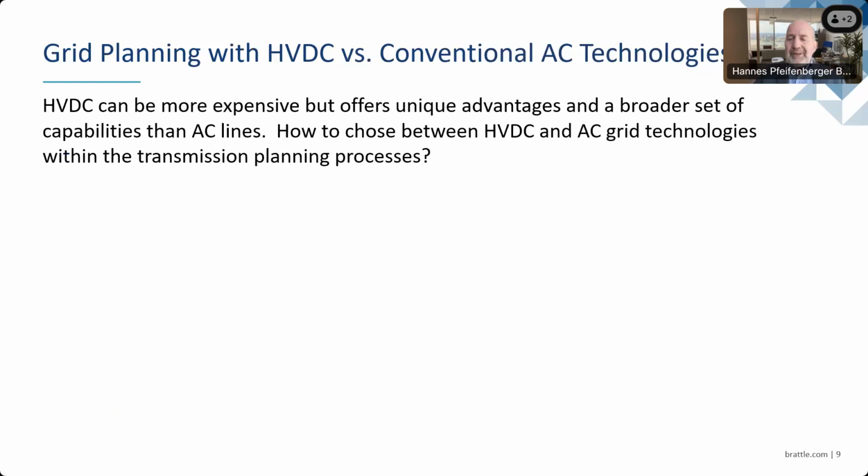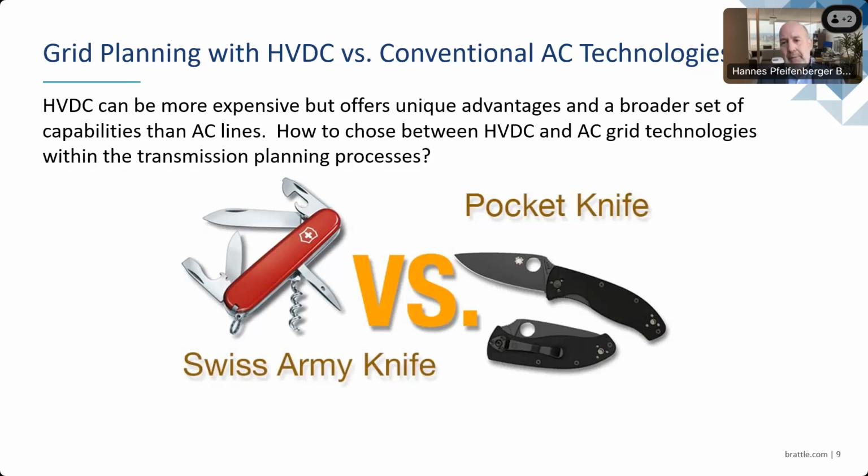So one thing is clear: HVDC technology can be expensive, but it also offers unique advantages and a broader set of capabilities than most AC solutions. But how do we choose between HVDC solutions and AC grid technology when we plan the transmission system? And that really requires that we recognize that HVDC transmission technology is more than increasing transfer capability between point A and point B. It can do many more things than that.